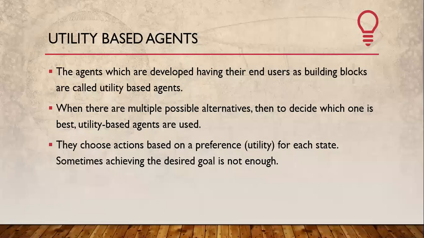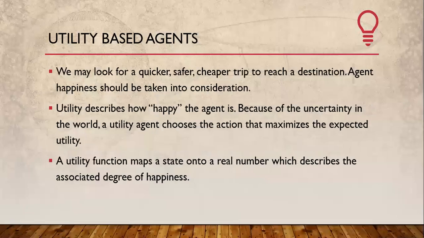Sometimes achieving the desired goal is not enough. They are not just worried about achieving the goal, but more worried about the preferences. So at times we may look for a quicker, safer, cheaper trip to reach a destination. Agent happiness should be taken into consideration. Here we are talking about a human agent interacting with a utility based agent, so the utility based agent has to consider the satisfaction and happiness of the agent who is interacting with it.